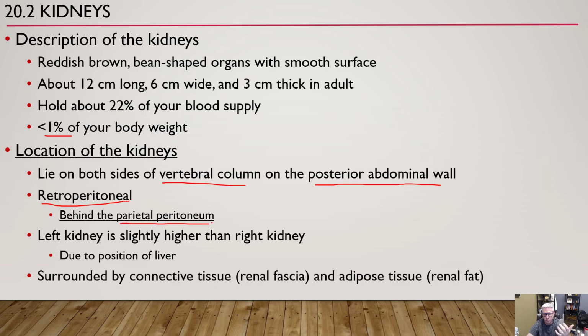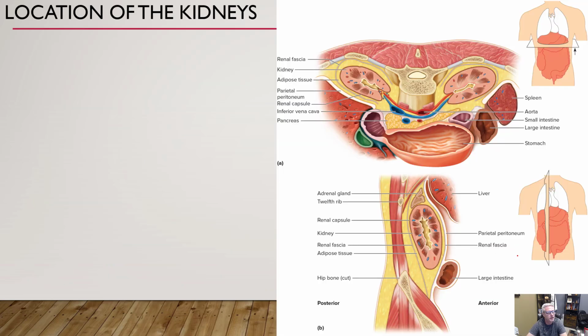Remember that we have the visceral peritoneum and the parietal peritoneum. The visceral peritoneum holds on to the organ itself, and the parietal peritoneum lines that cavity. And we said the left kidney is slightly higher than the right kidney. Actually, we said the right kidney was lower than the left kidney, and that's due to the position of the liver. And it's surrounded by connective tissue. We call it the renal fascia, and adipose tissue, or we can also say renal fat.